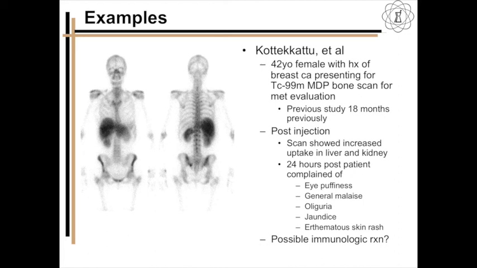I mean, you don't see any hot spots there that are indicative of metastases, but now after having the patient call back and complain of having this rash and things like that, you look at this picture and you say, I wonder if maybe there was an antibody-antigen complex that was formed that got scavenged out by the liver. The reason why we see it is because it was radioactive. And now this is a possible immunologic reaction.